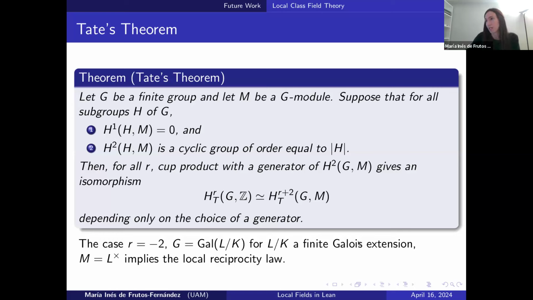Why do we want to formalize this? Well, because if we specialize to the case where r is equal to -2, G is the Galois group of a finite Galois extension L over K, and M is equal to the units of the field L, then that case recovers the local reciprocity law.